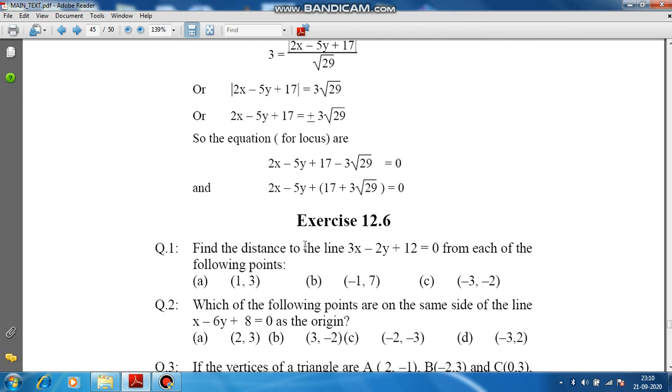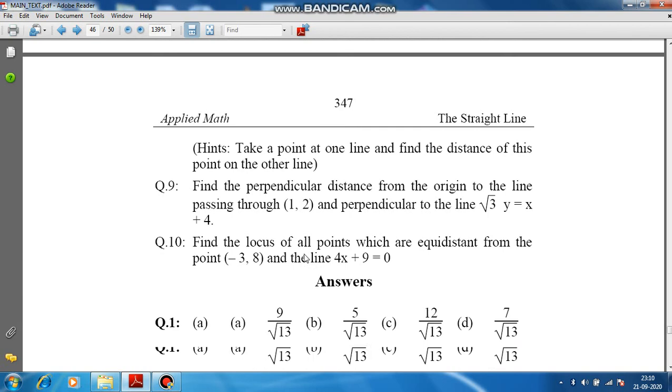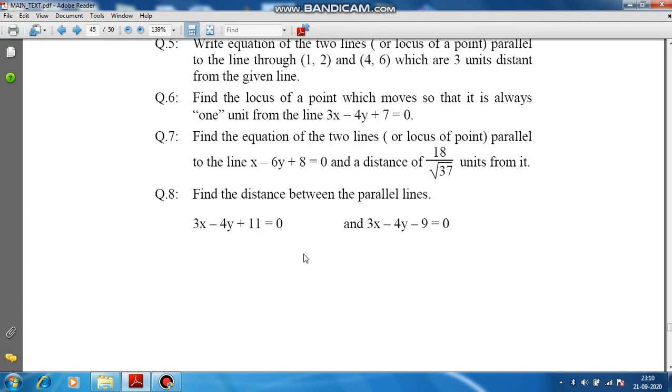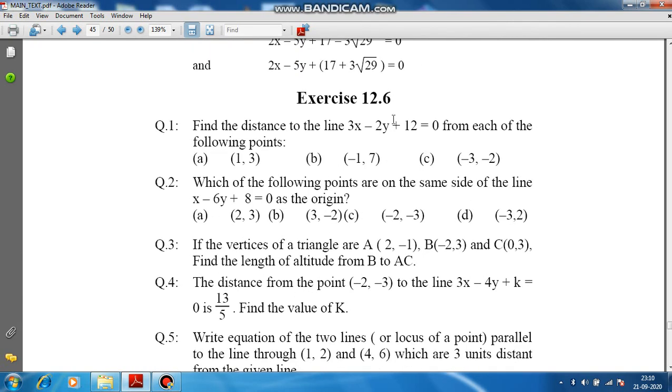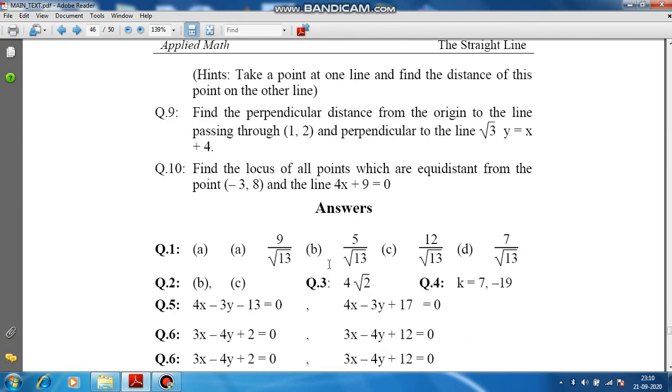You will solve these problems from exercise 12.6. All the problems, you try to solve.